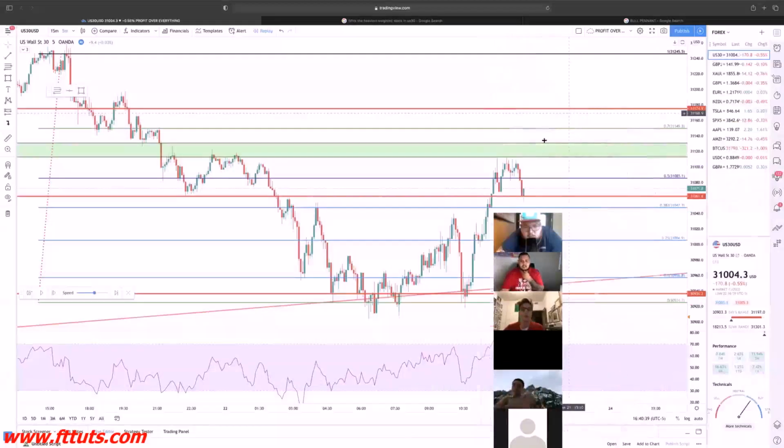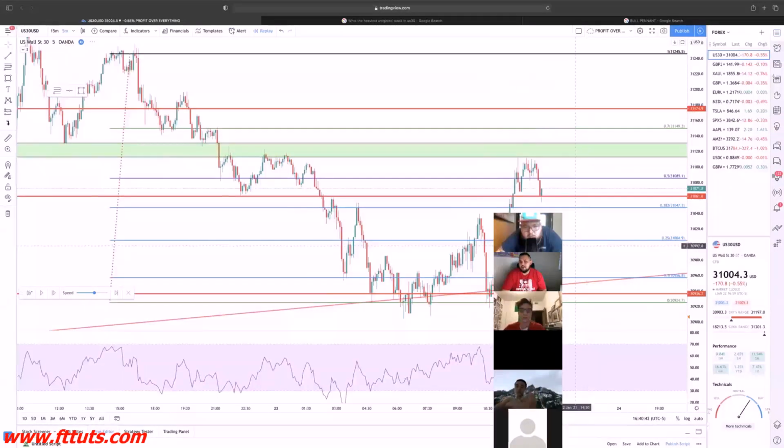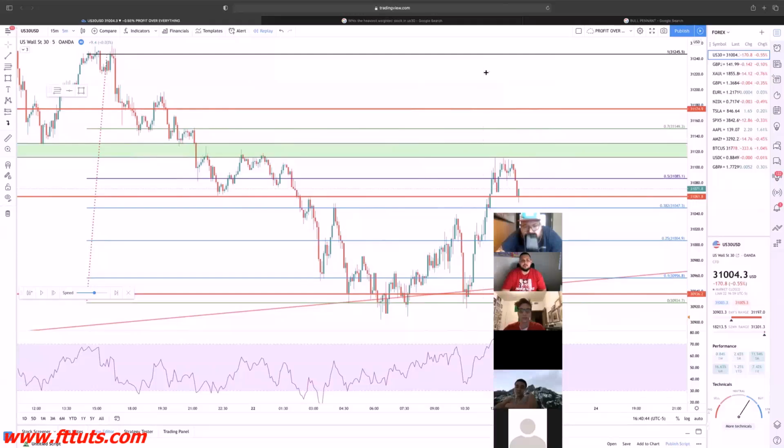So, we got US30. What other pairs do you guys look at? Other than, obviously, I only trade those 3, but what other pairs would you guys like me to look at? Euro USD? Euro USD. Let's take a look at that.